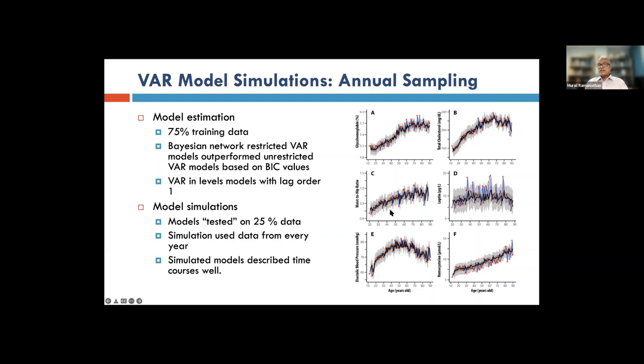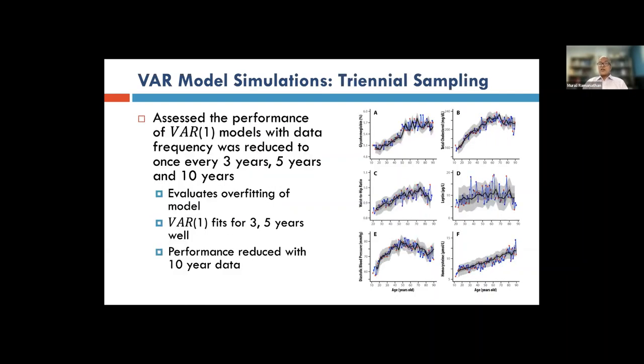And you can see that our models do really well in this context. And we also did what was called triennial sampling. What we did in triennial sampling, the goal was to assess overfitting of our VAR models. What we did was we did the training on data that was sampled every 3 years.